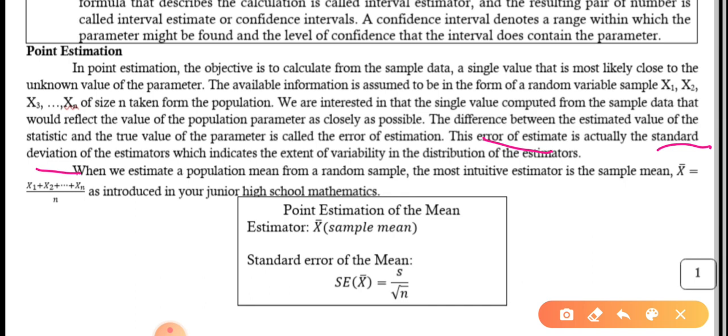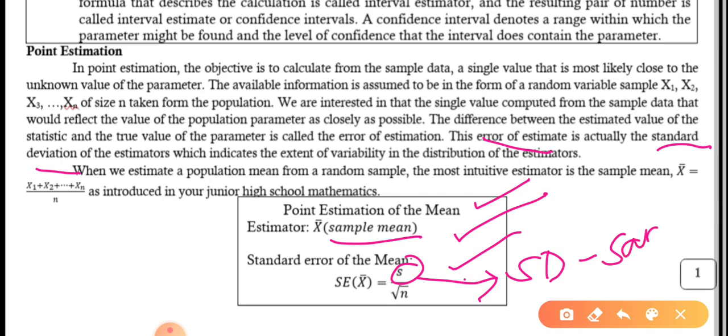When we estimate a population mean from a random sample, the most intuitive estimator is the sample mean, X bar, equal to x sub 1 plus x sub 2 up to x sub n, all over n, as introduced in your junior high school mathematics. So for the point estimation of the mean, we have here the estimator, which is simply our sample mean. And for the standard error of the mean, we have s, the standard deviation of the sample, over the square root of n. Before, we were dealing with this symbol, but this one is the standard deviation of the population over the square root of n.